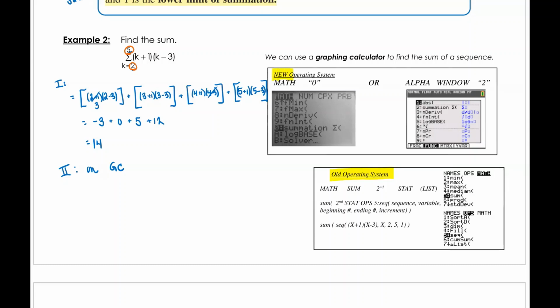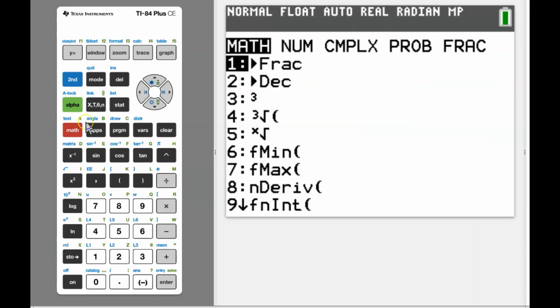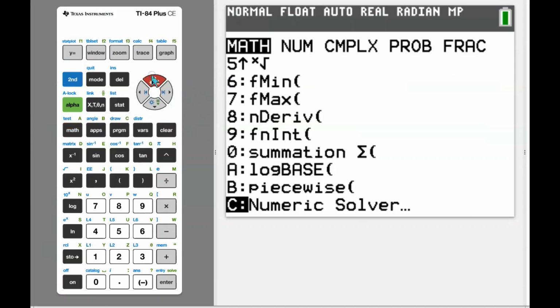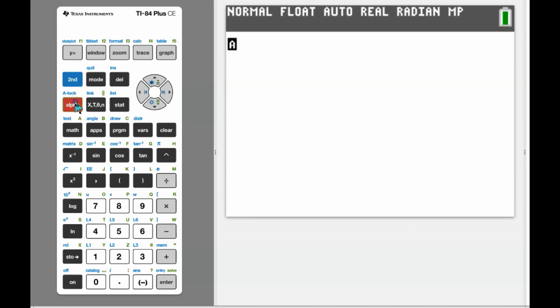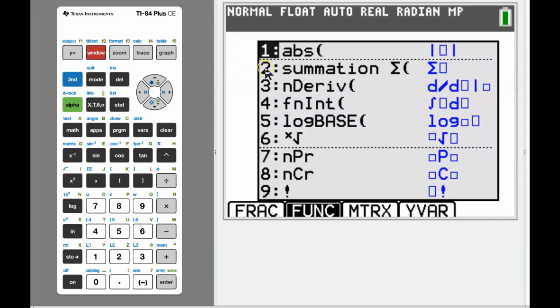On the newer one, you just go to math and then you go to 0, and I'll show you that in just a second. Or go to alpha and then window, and then its number 2 is the summation command. So I'm going to flip over to my calculator and show you that. Okay, so in math, if we come down to 0 or up to 0, that gives you the summation command. I don't use that one that much. I prefer alpha and then the window, and then its number 2 is that command.